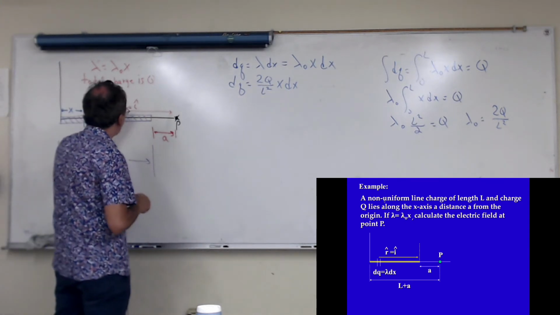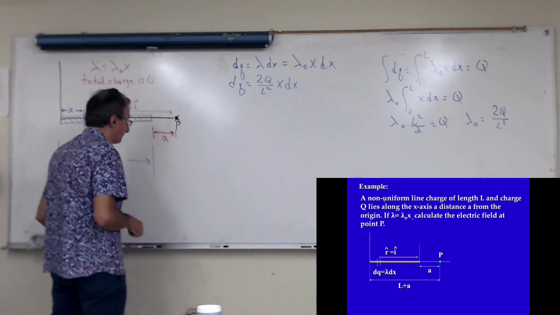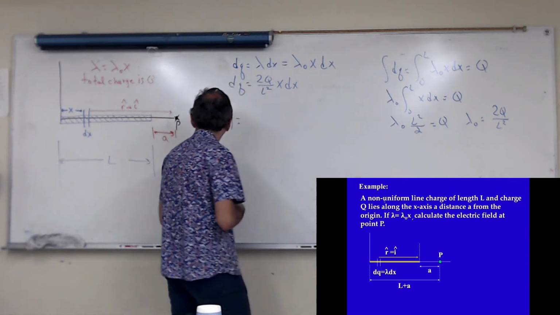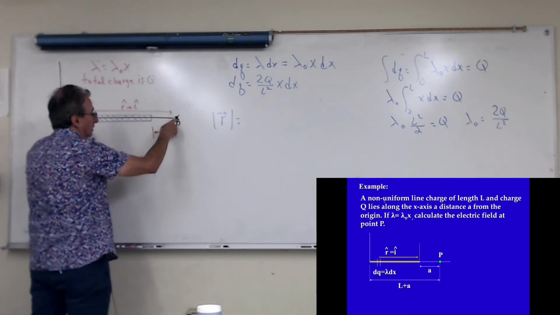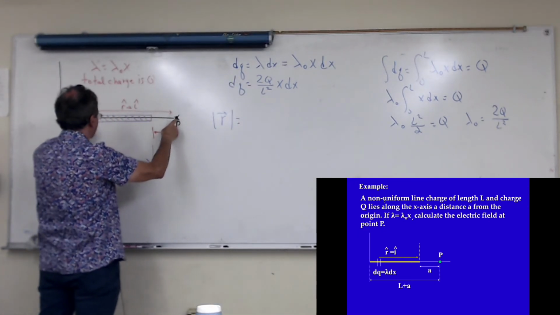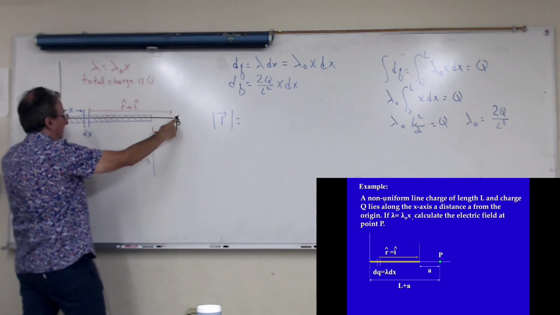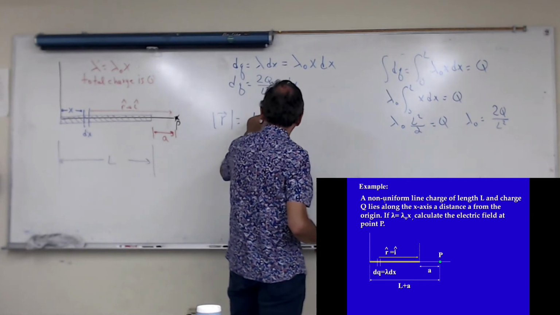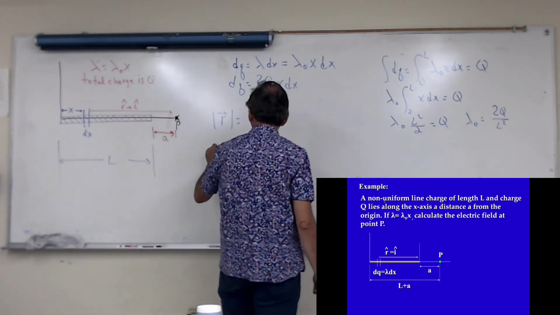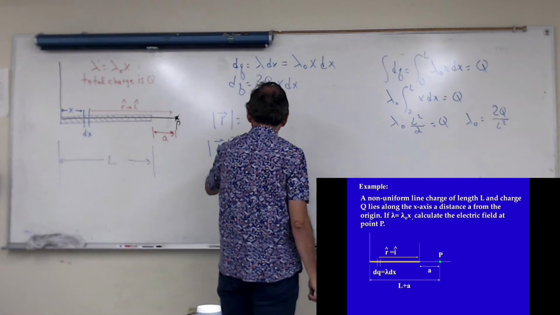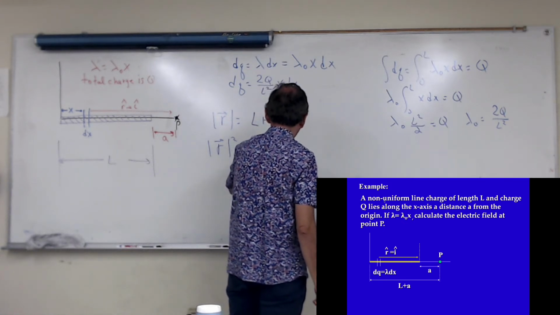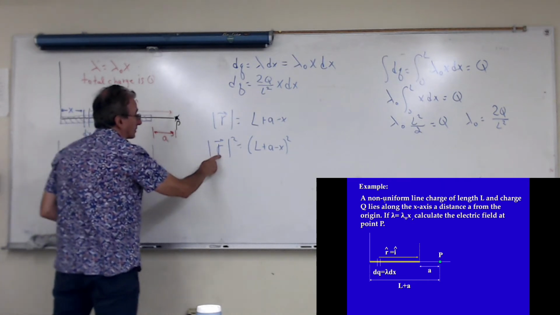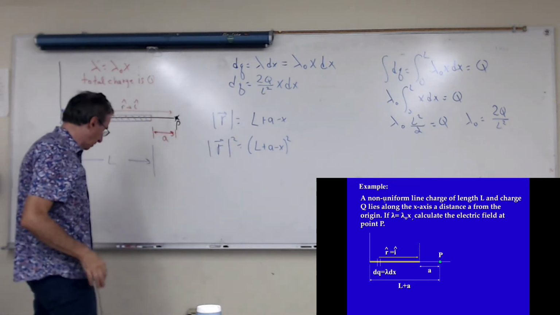Now, what about R? Basically, I need to know this distance. It's the magnitude of the vector that represents this distance. Well, it's going to be this length minus this length. So it's going to be L plus A minus X. And so R squared is L plus A minus X squared. I have everything. I have R hat, I have R squared, and I have my dq. I'm going to put it all together now.